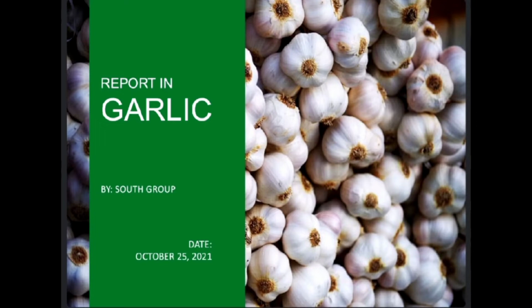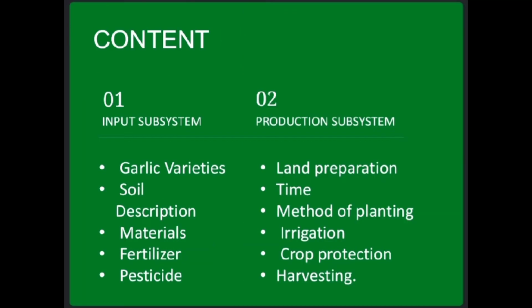Contents. Under the content number 1, we will be tackling the input subsystem. These are the varieties, soil description, materials, fertilizer, and pesticide. On the other hand, the content number 2 will tackle the production subsystem, where it will be the land preparation, time, method of planting, irrigation, crop protection, and harvesting.